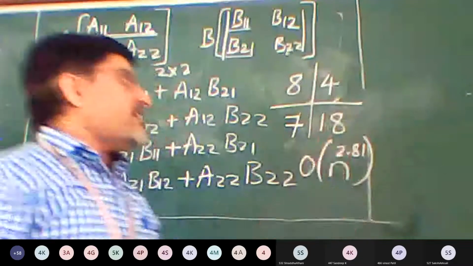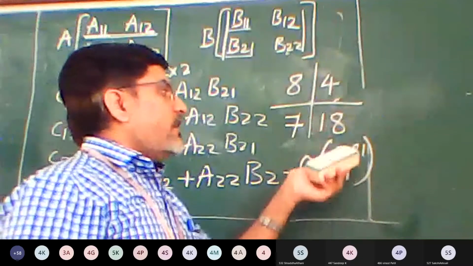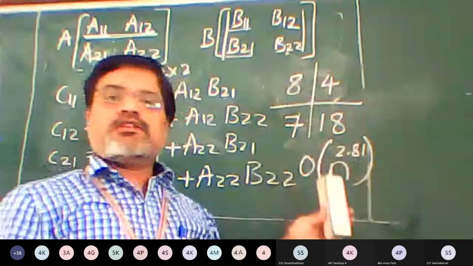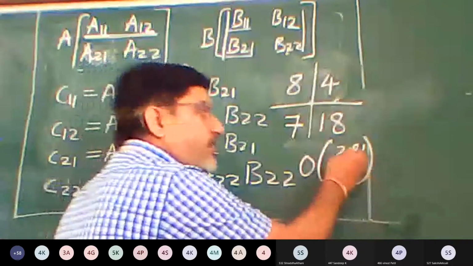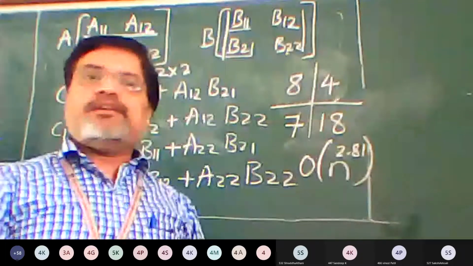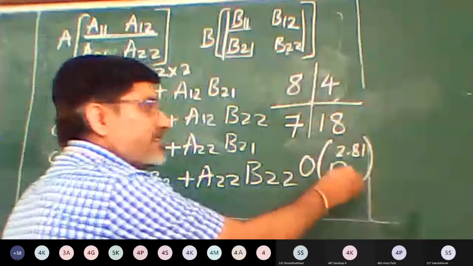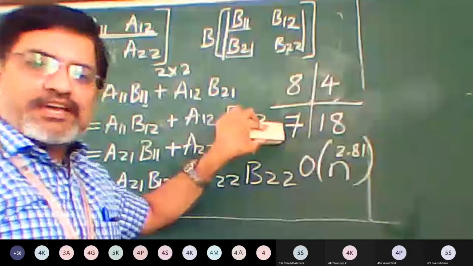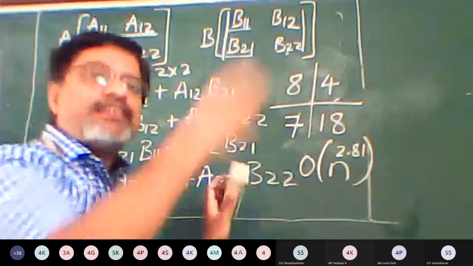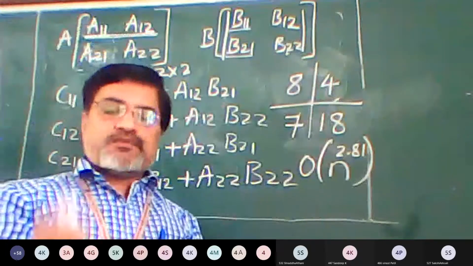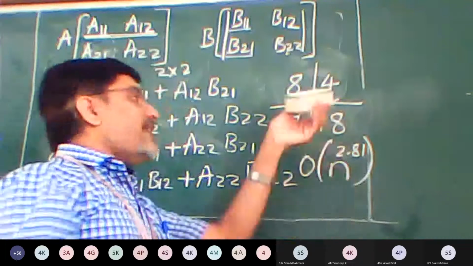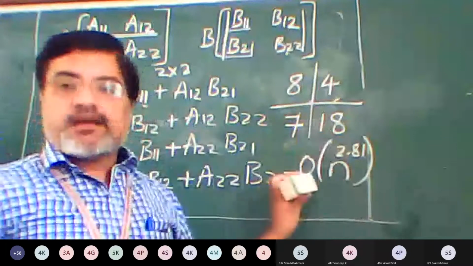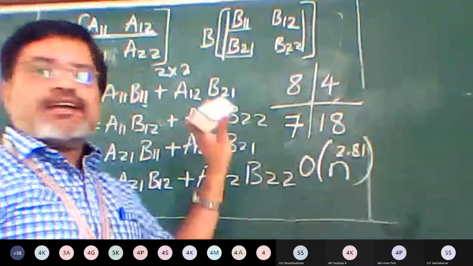You might ask, sir, how does this differ? The conventional method gives n to the power of 3, and if we apply divide and conquer as proposed by Strassen, we get big O of n to the power of 2.81. If the n value is as simple as 2, you can see it was 8 versus 7 multiplications. But as the n value keeps increasing, with more and more rows and columns, the time taken by the conventional method is much longer than what Strassen arrived at using the divide and conquer method.